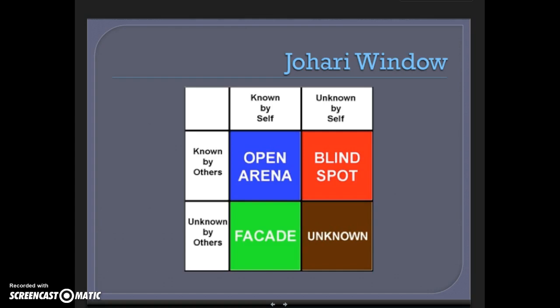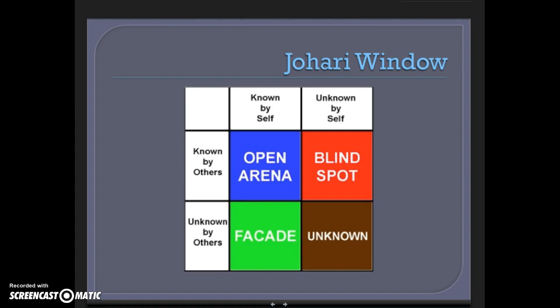The third quadrant is known as a facade quadrant. So this quadrant is what we know about ourselves, but what we don't want to tell others. And we may want to keep this private, or we just don't know somebody well enough to tell them about this.